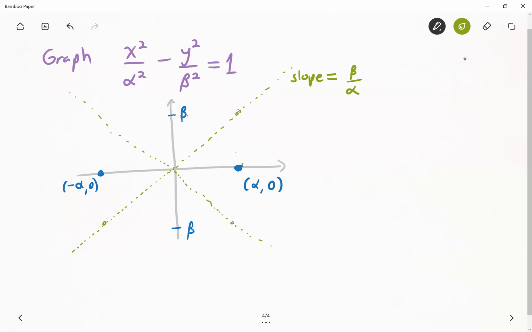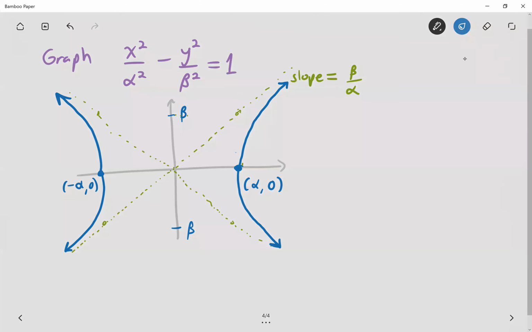So these aren't actually points on the function, but just kind of guidelines. But as the function goes to infinity, the function curves out towards these lines asymptotically. This function is called a hyperbola.